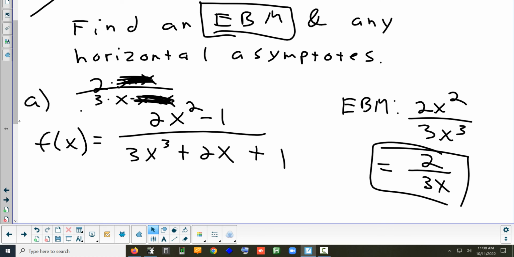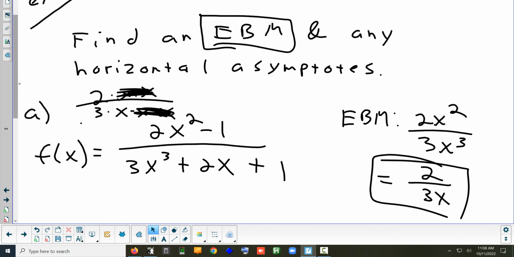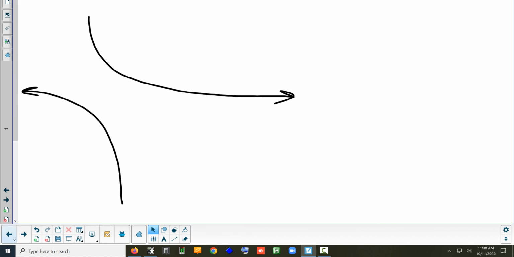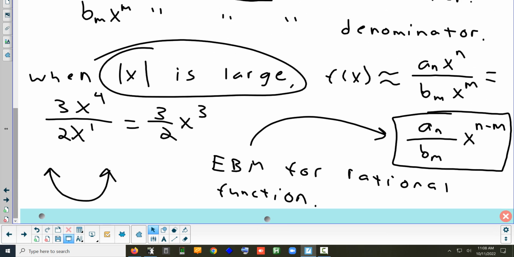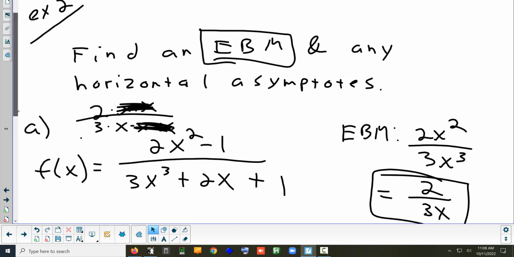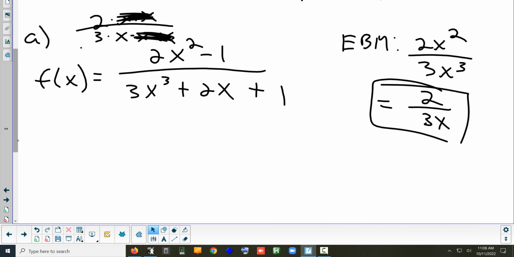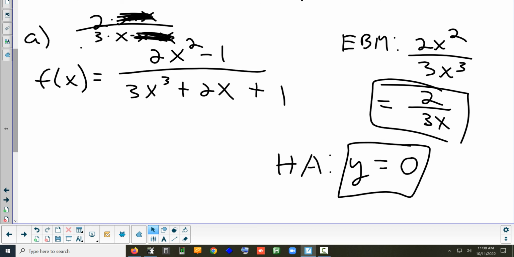Okay, so that's my EBM. Now, use the EBM to predict the horizontal asymptote. How do you do that? Let x get really large and tell me what's happening. So let's go back and look at our EBM. What happens to this fraction as the x value gets bigger and bigger and bigger? This whole fraction keeps getting smaller and smaller and closer and closer to what number? 0.